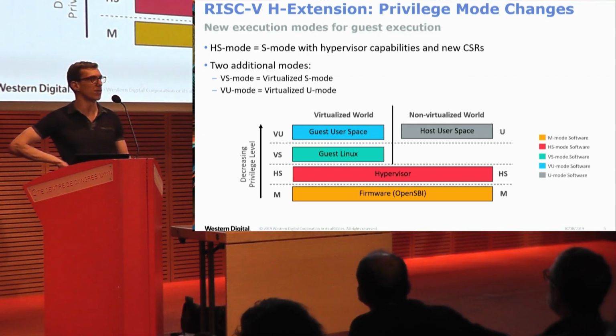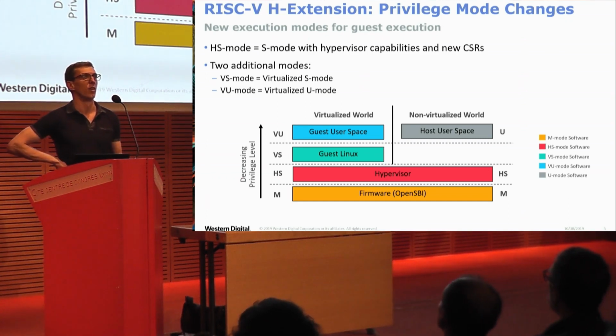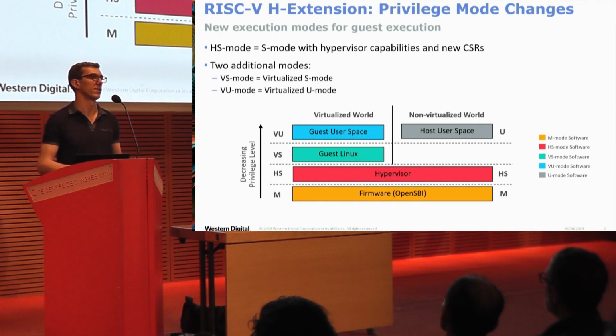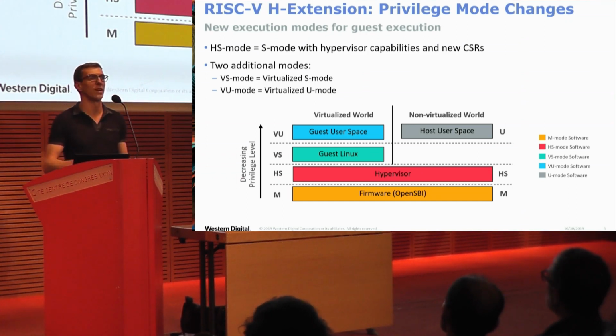So your machine mode stays the same. It's not virtualized. It runs as it always does. And then your hypervisor runs in HS mode. So the cool thing about the RISC-V hypervisor extension is you can use an unmodified OS in HS mode and just run as you always did. You don't have to understand the hypervisor extension to keep running. If you want to use it, then you have to understand it. But you don't have to use it to just boot. And so your hypervisor runs in HS, then your non-virtualized user space runs in U, and your virtualized stuff, so your guests, run in VS and VU mode.